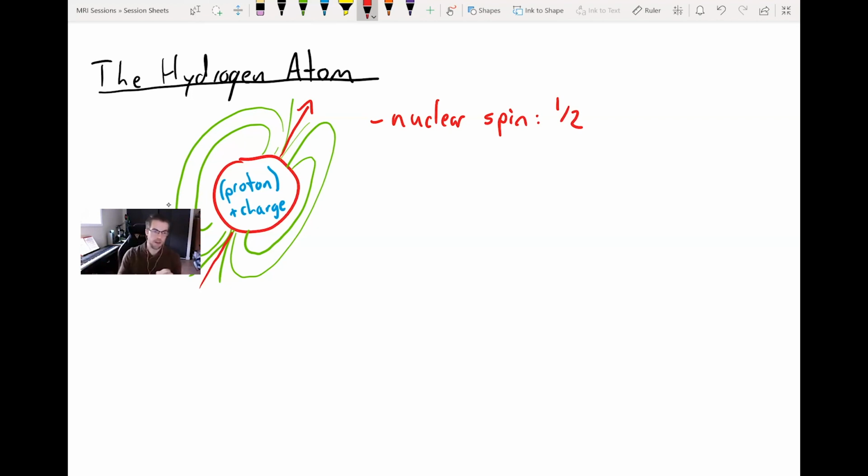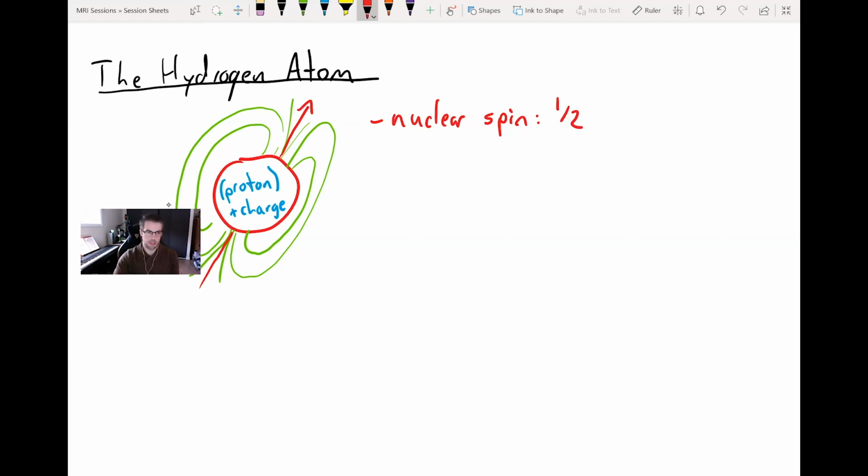It has a spin of 1/2. It's not the only particle with a spin of 1/2, but it does have that property. Other reasons to look at hydrogen in the body are there's a lot of hydrogen in the body, right? There are 2 hydrogen atoms for every water molecule in our bodies, and we are made of a lot of water.